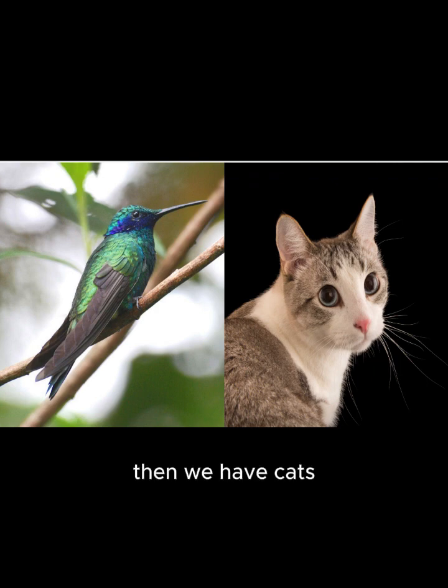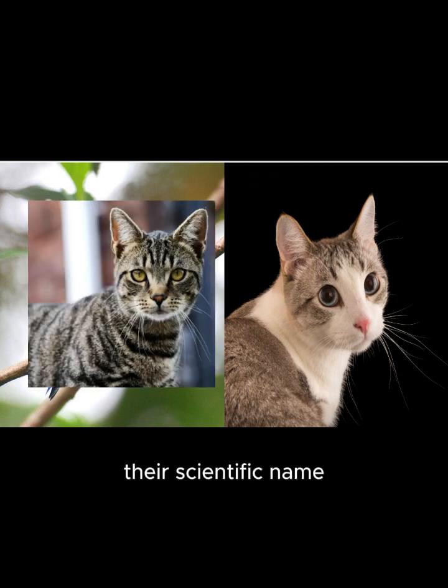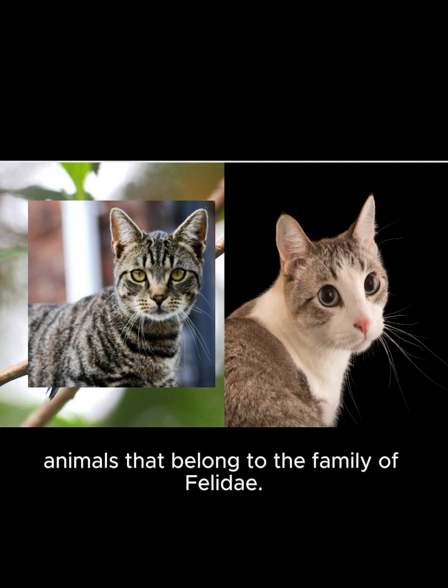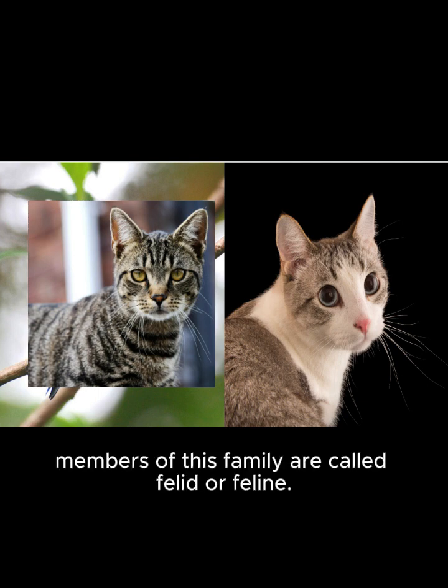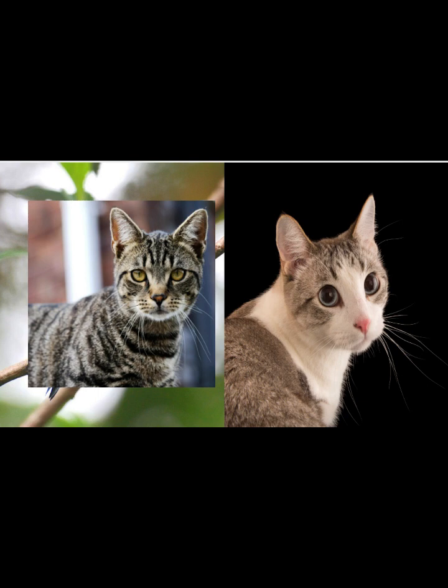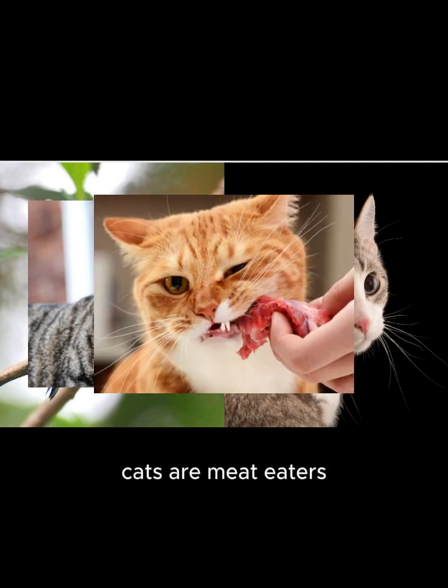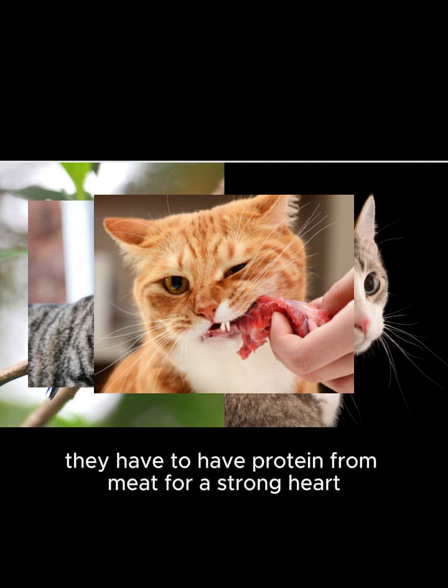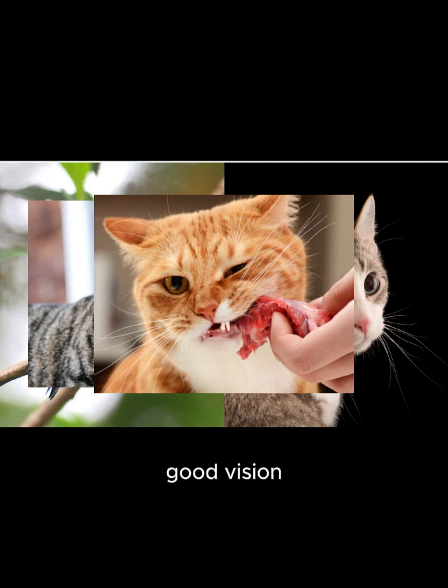Then we have cats. Their scientific name is Felis catus, and they belong to the family Felidae. Members of this family are called felid or feline. And about what they eat: meat. Cats are meat eaters, plain and simple. They have to have protein from meat for a strong heart, good vision, and a healthy reproductive system.